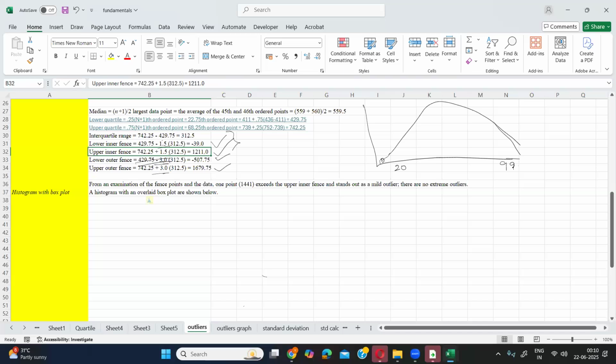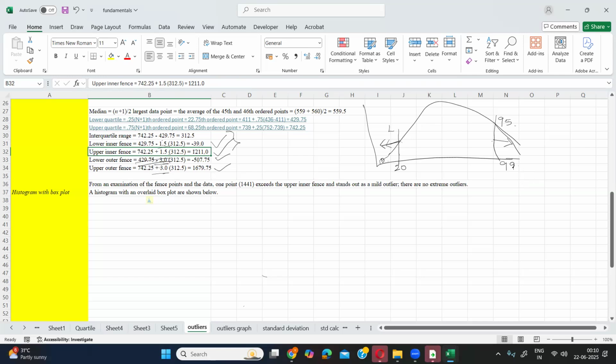According to 1.5, our range will be like this. According to our range, anything below 20 is considered as an outlier, lower range. Anything above 95 is considered as an outlier. Okay, let's say for an example, according to 1.5. But we are extending this range. We are extending this lower and upper fence by using 3.